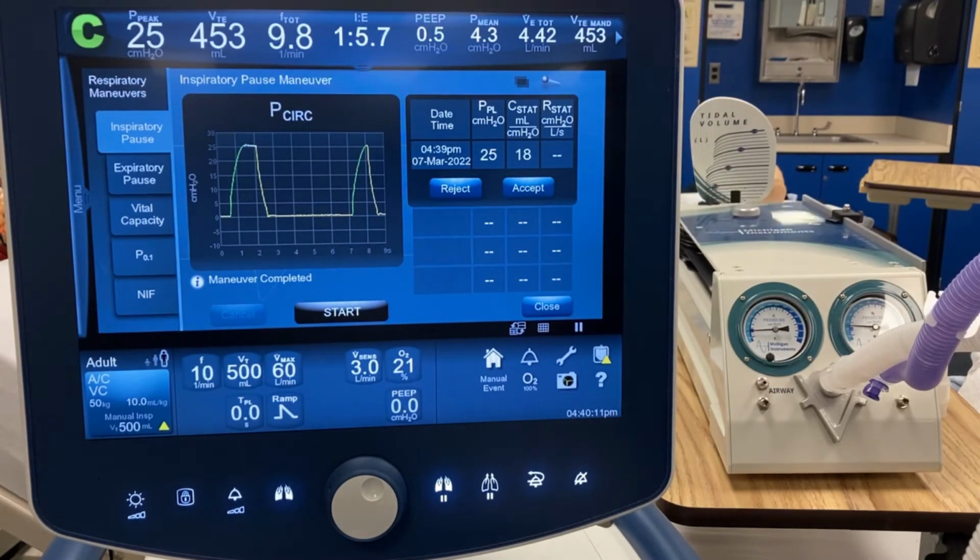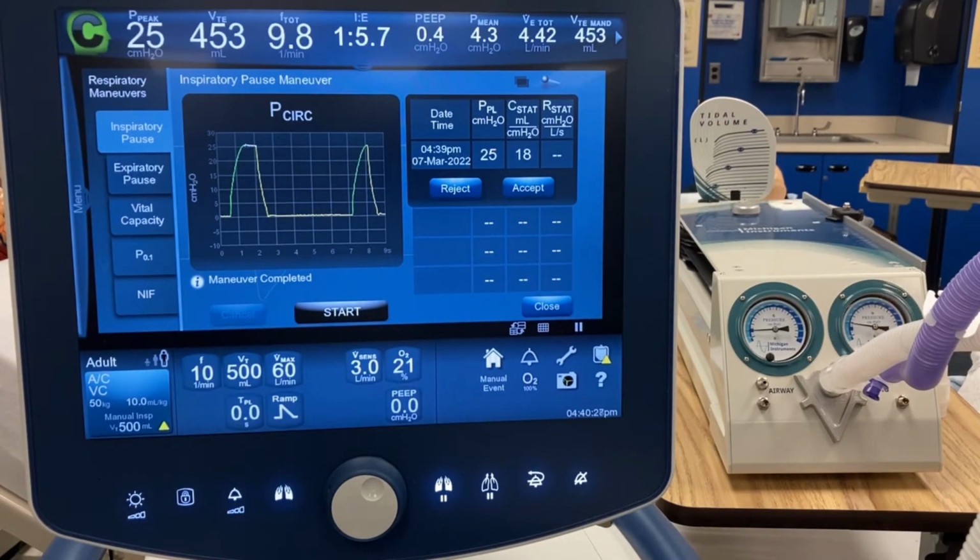But you can see the difference between our PIP, our peak inspiratory pressure, and our plateau is relatively the same. And that's because, again, there's no airways in here. There's probably a little bit of resistance at the connector, but it's negligible, so it's not really even measuring it.